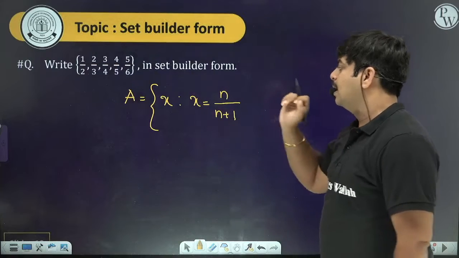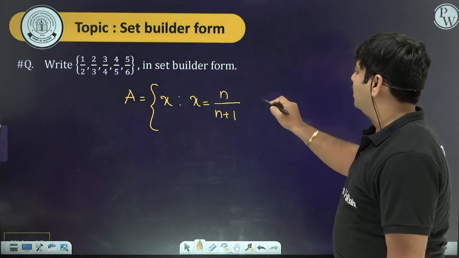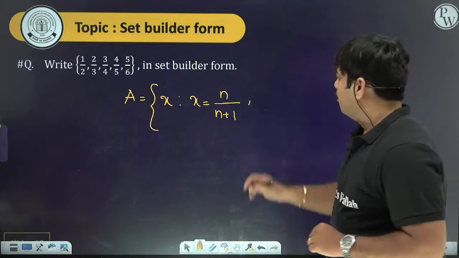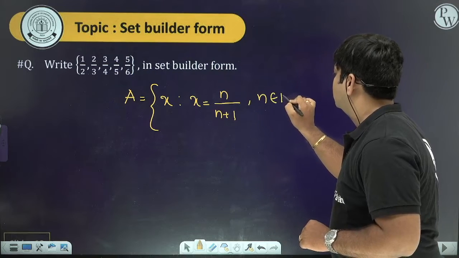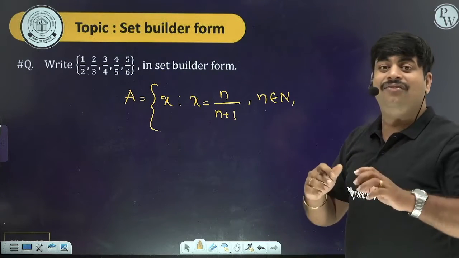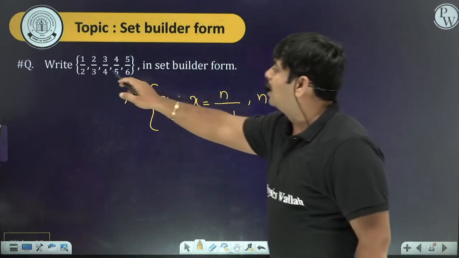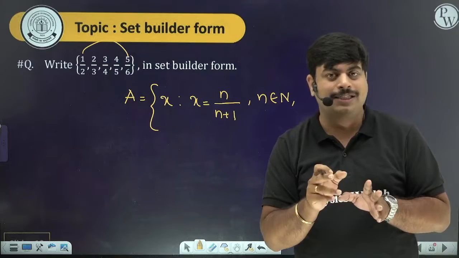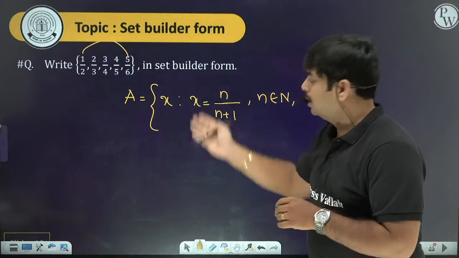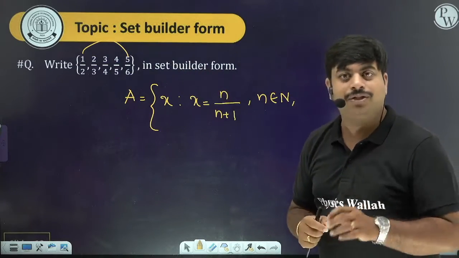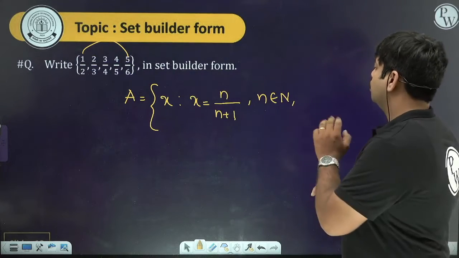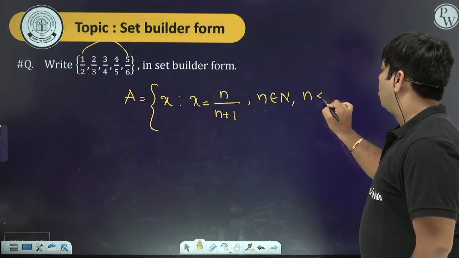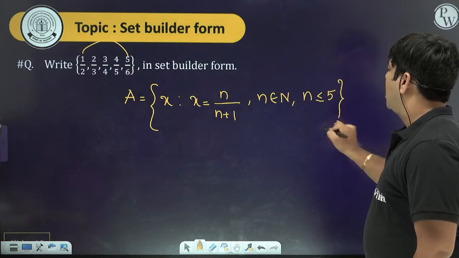You can see x is equal to n by n plus 1 and n is a natural number, that's okay, right? n belongs to natural numbers. But till where do we need to go? I need to start at 1 and end at 5. I need to mention that end point as well. If the end point is not mentioned, we just go on like that, which should not happen. So n belongs to natural numbers and n is less than or equal to 5.